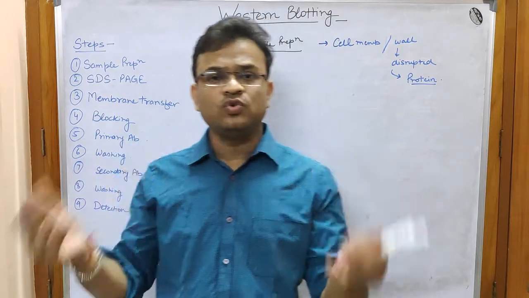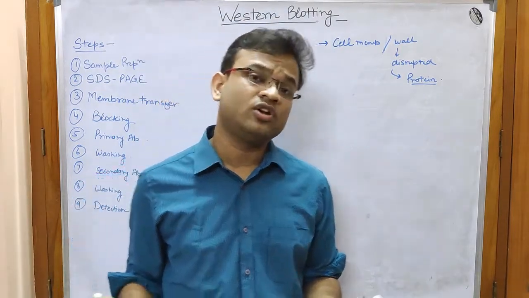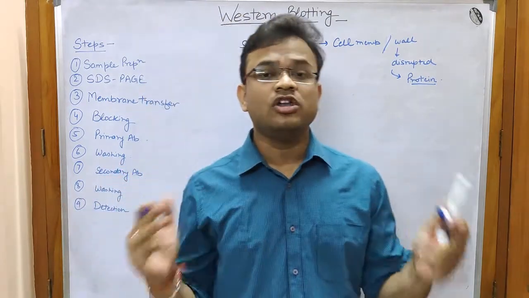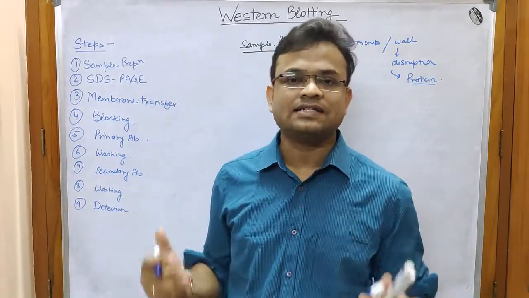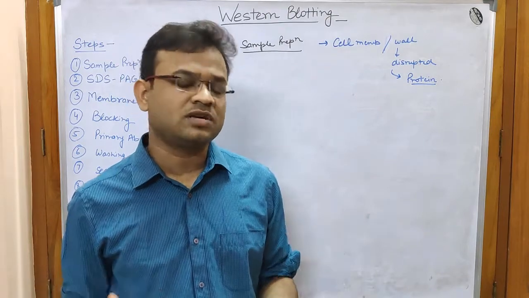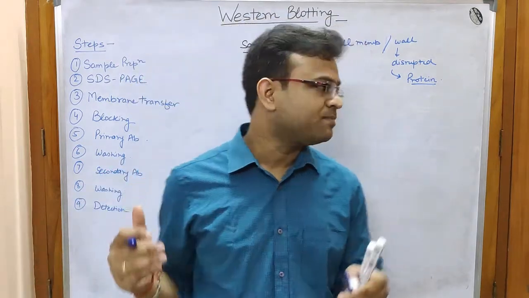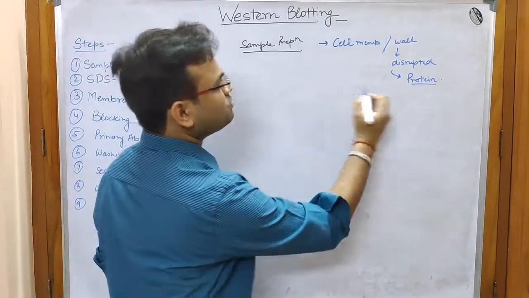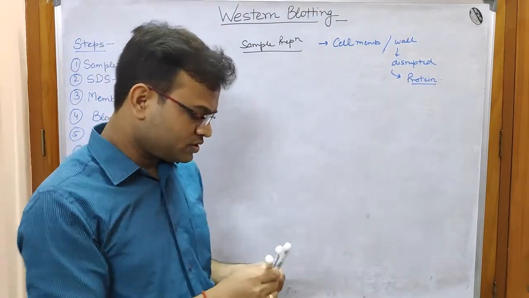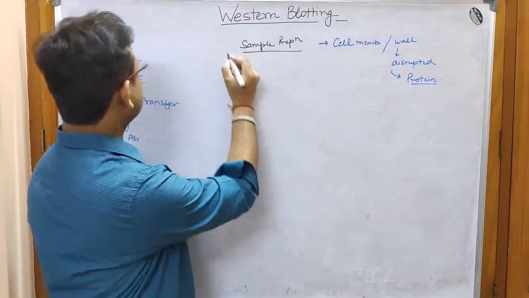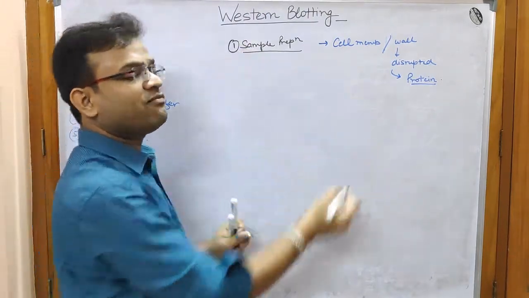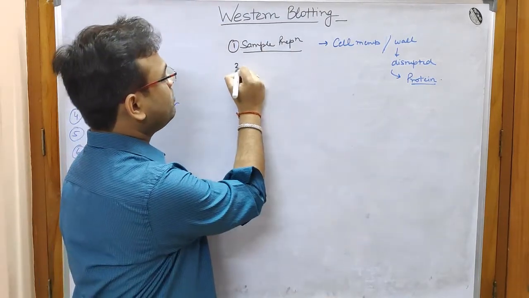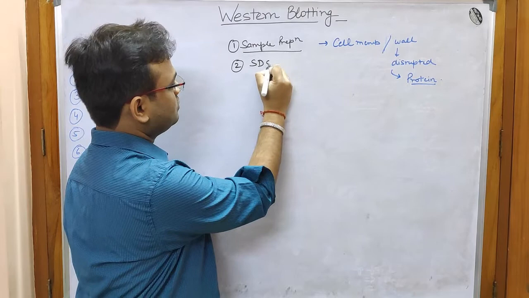Now, what do you do for separation of protein? I have already told you in the earlier lectures. For separation of protein on the basis of molecular weight, a technique known as SDS-PAGE is very commonly used in most molecular biology labs. So in proteomics, SDS-PAGE is used in order to separate these proteins. First was sample preparation. We have prepared our sample, we have obtained our protein. Now we have to perform SDS-PAGE.